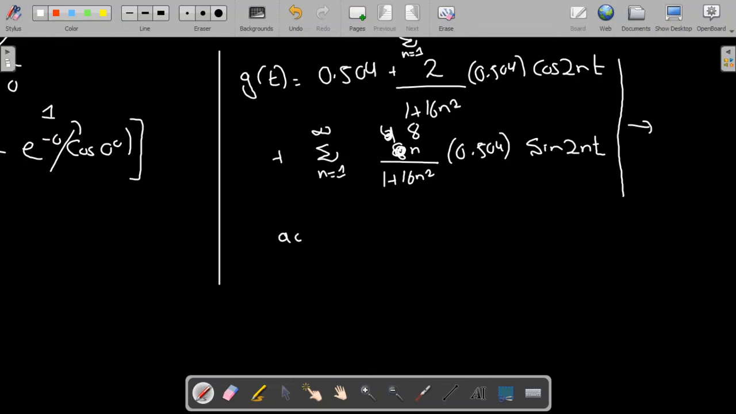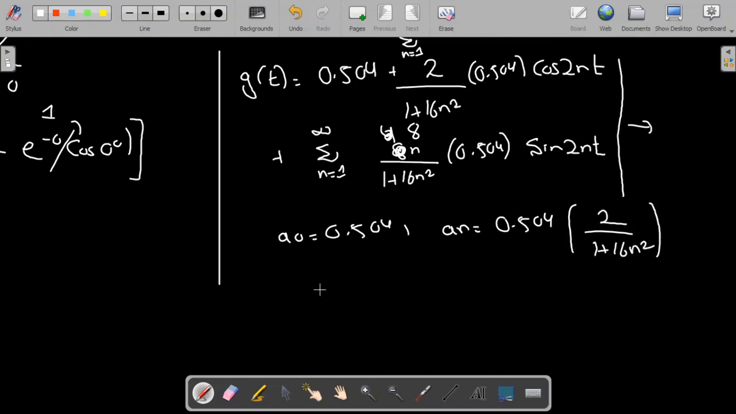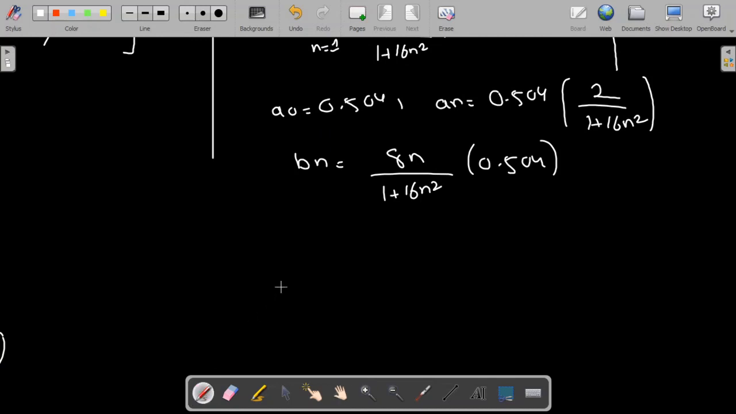So now we have to convert this into a compact trigonometric Fourier expansion. Now here we have a naught is equal to 0.504. We have found out an, which is equal to 0.504 into 2 into 1 plus 16n square. This is my an, and bn is equal to 8n divided by 1 plus 16n square into 0.504. So now to represent it in compact form, first of all, c naught is equal to a naught, which is equal to 0.504. Let me name it as equation 8.